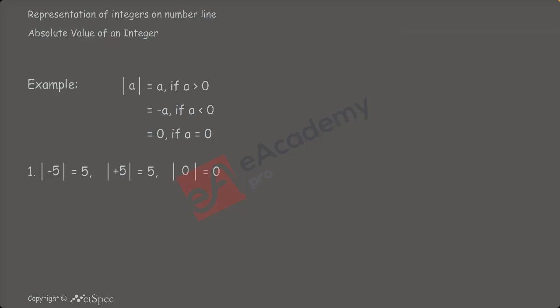In case we have taken the absolute value of plus 5, as per the definition, the absolute value of a positive integer is the number itself neglecting the sign. That means the absolute value is going to be 5. Similarly, neglecting the minus sign, we get the absolute value of minus 5 as 5.